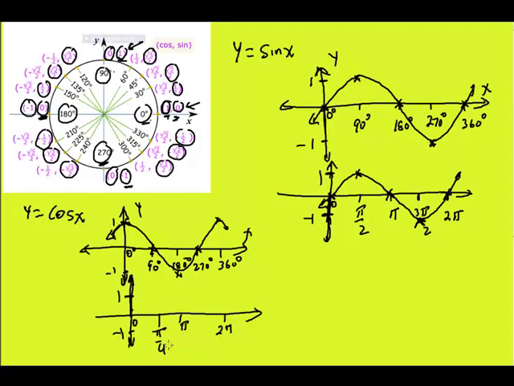The period is 2 pi. So halfway between 0 and pi is pi over 2. Halfway between pi and 2 pi is 3 pi over 2.